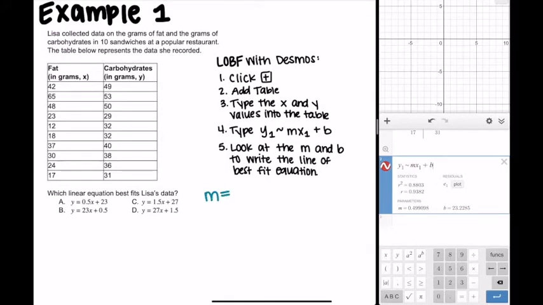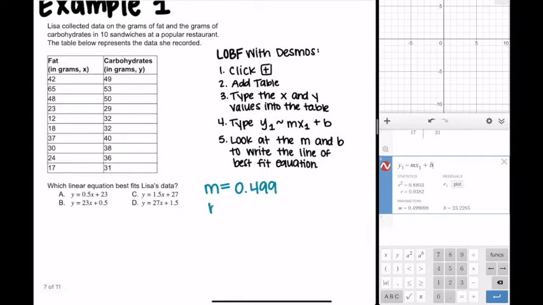So the m that we're given is 0.499. The b that we're given is 23.2285. We could round that to 23.